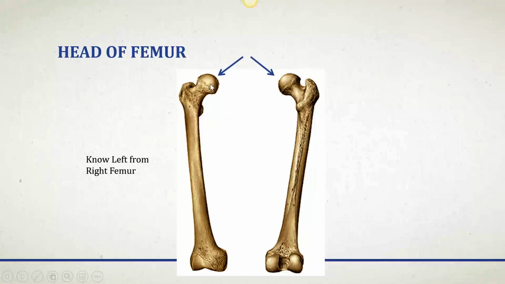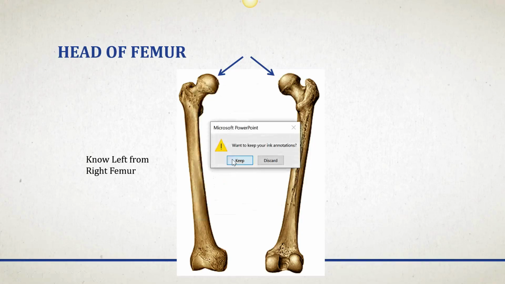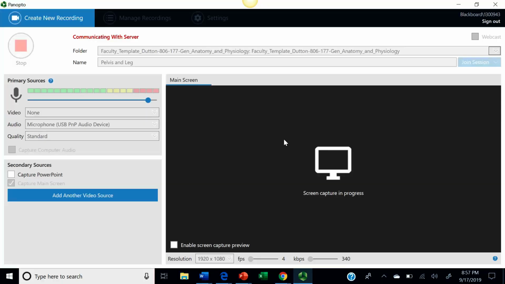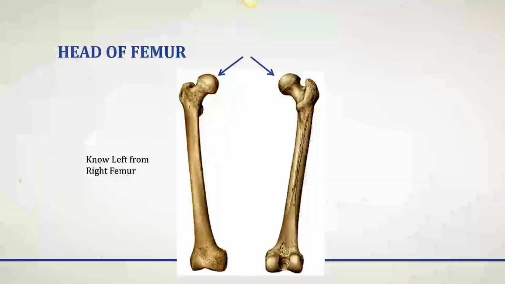This femur has a head, and you need to be able to tell left from right femur. So the smooth surface that your patella is going to sit on is going to face toward the front of the body. And this head has to face inward because it's going to attach into your pelvis. So this is going to be the right femur here. And this is another picture of the right femur from the back side.